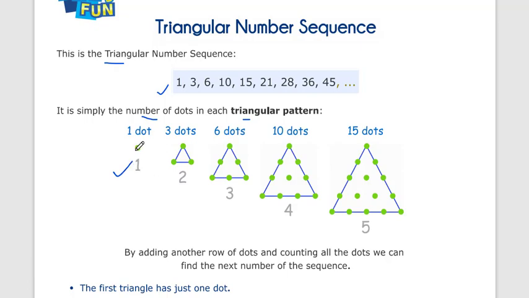Our first term is the first dot, then we add one row below. For the second term we count all the dots, and they have 3 dots. In the third term we add one row of 3 dots, so it becomes 6 dots. The total number of dots is our sequence. Then in the fourth term we add a fourth row of 4 dots, and our total dots become 10.